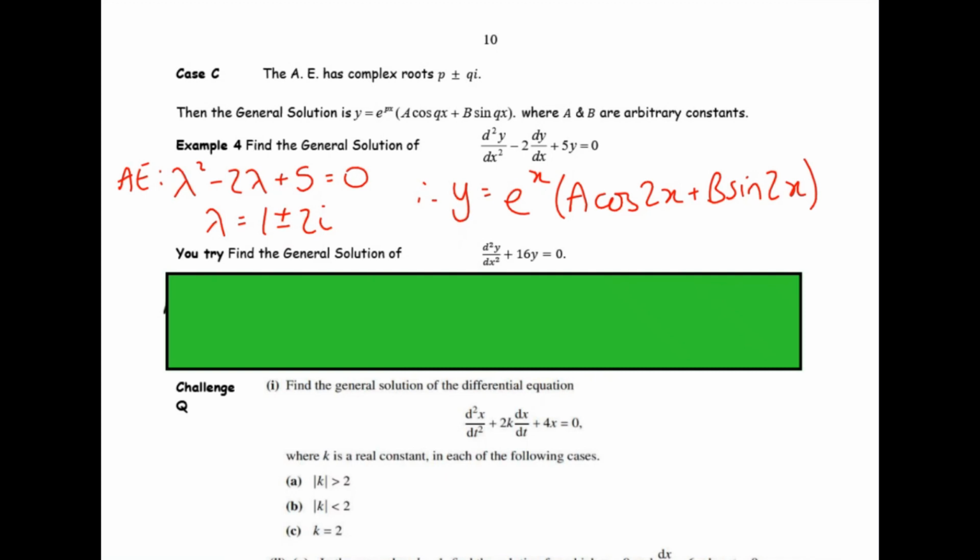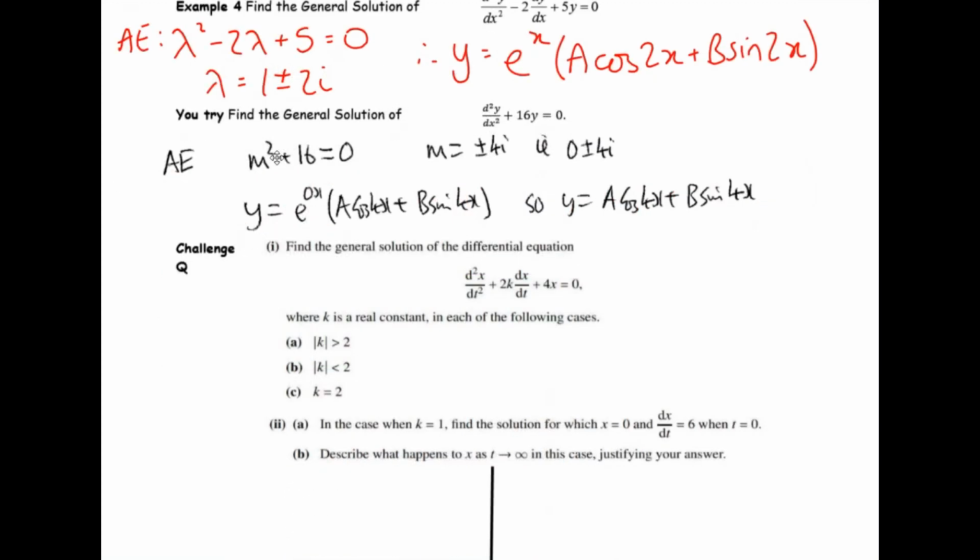It's just the value of the imaginary part. Okay, so we solve this, you get plus or minus 4i. So the real part is 0, e to the 0 is just 1. And you just get a cos 4x plus b sine 4x.